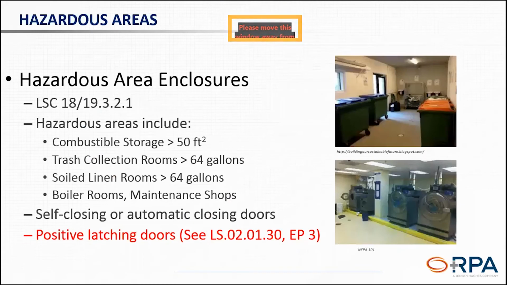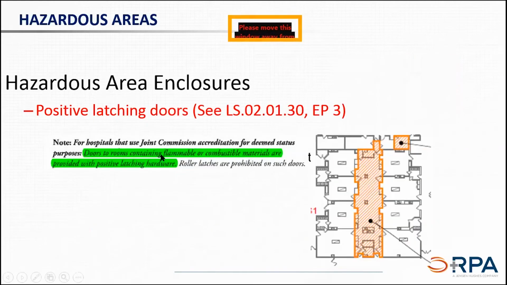One thing that was added in the last couple cycles of the Joint Commission standard is those doors have to positively latch. So if we look at the LSC 20130 EP number 3, and I have that here, we can see that doors to rooms containing flammable or combustible materials are provided with positive latching hardware. So what does that tell us? That means that a hazardous area that perhaps may not have had positive latching hardware in the past now will be required to have latching hardware. And where this can become particularly problematic would be, say, on the inside sterile core of your ORs.